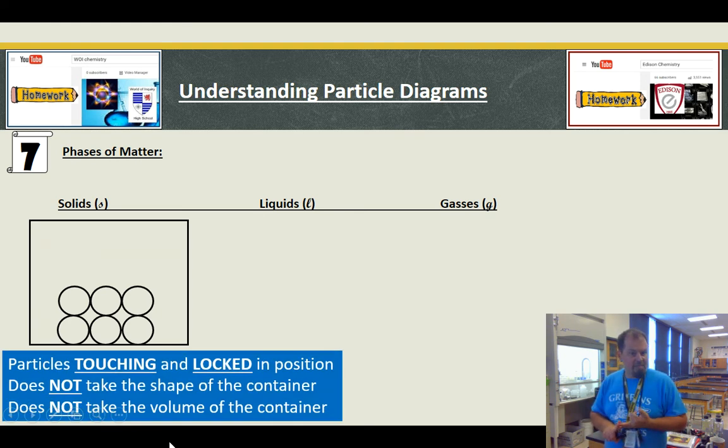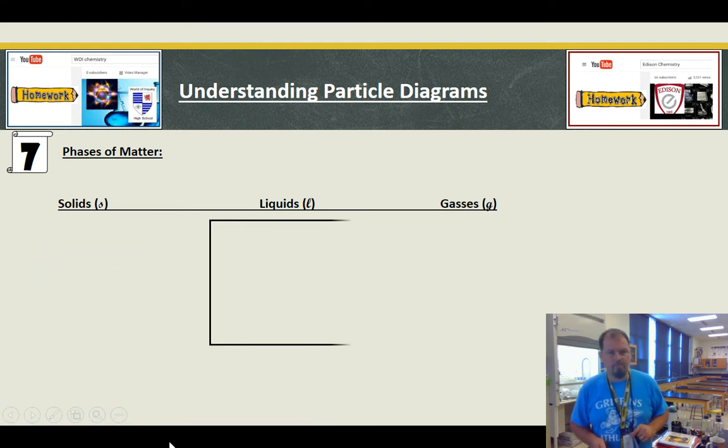Does not take the shape of the container. That's a science definition. It does not take the volume of the container. So it doesn't conform to whatever is holding it. The opposite is true for the others, but not fully opposite, right? Liquid's only one piece. So let's do it one at a time.